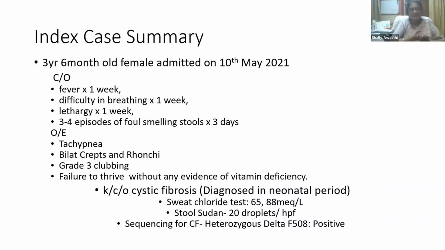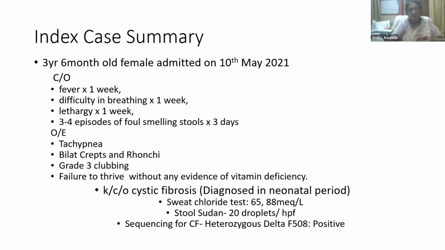So this index summary linker case was a 3-year, 6-month-old female child admitted on 10th of May this year with complaints of fever for a week, difficulty in breathing for a week, was lethargic, and had 3 to 4 episodes of foul-smelling stools prior to admission, 3 days. And as expected, she was tachypneic, had bilateral crepts and bronchi, grade 3 clubbing, and she had failure to thrive.